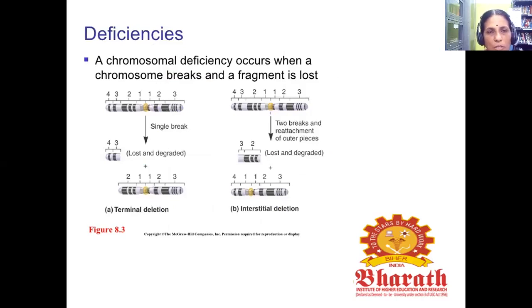So first, see about the deletions or the deficiencies. In this, a chromosomal deficiency occurs when a chromosome breaks and a fragment is lost. We see in the case of A, that represents terminal deletion. The case of B represents interstitial deletion. In terminal deletion, a single break occurs in the chromosome, so there's a loss and degradation. So we call it a terminal deletion. In the case of interstitial deletion, there are two breaks and reattachment of the outer pieces occurs. We call it an interstitial deletion.